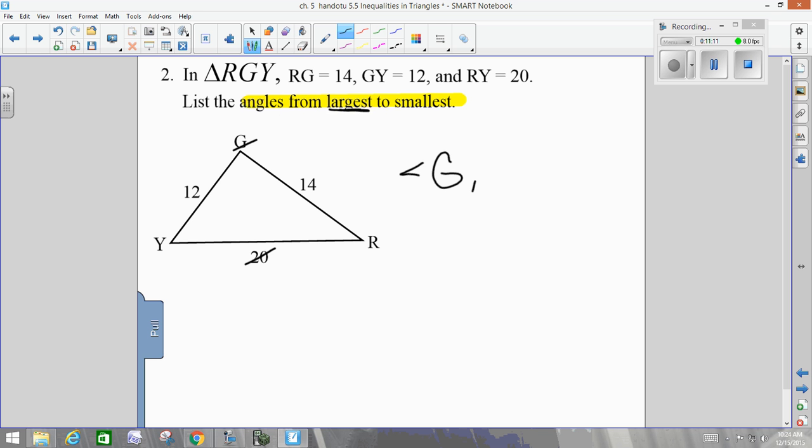GR is 14, and the angle across from it? Y, which means my smallest angle is R, because it's across from the smallest side. Biggest angle across from the biggest side. Smallest angle across from the smallest side. Cool. Flip it.